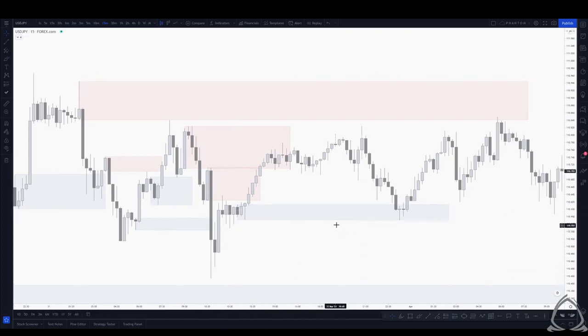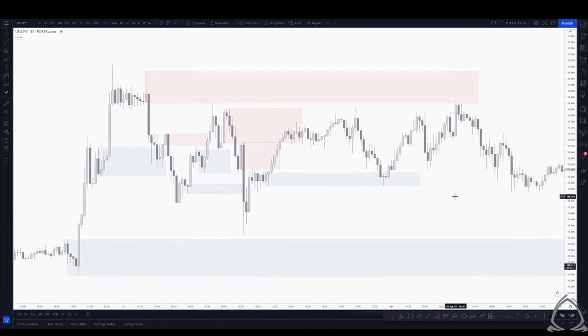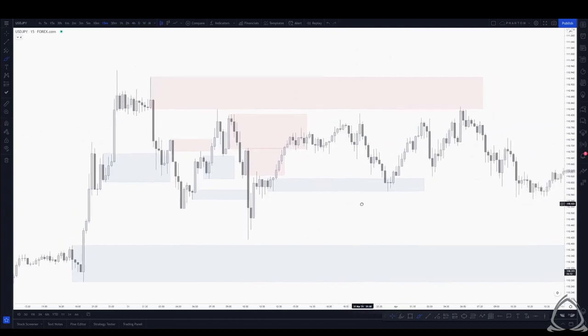And what we can see when we're just looking at these zones from a conceptual standpoint is that there are a lot of zones that simply don't really hold at all. You get a reaction, but no real follow through. You get a reaction, but no follow through. You get no reaction whatsoever. You get a reaction that's decent. You get a small reaction, no follow through, so on and so forth.